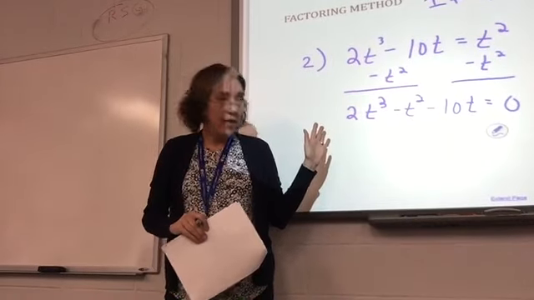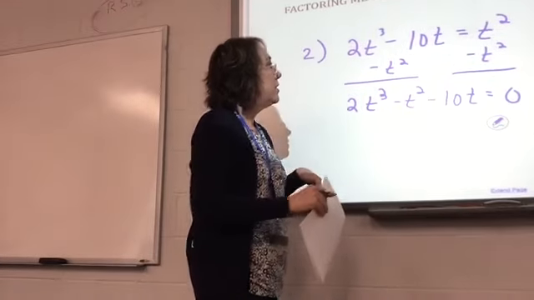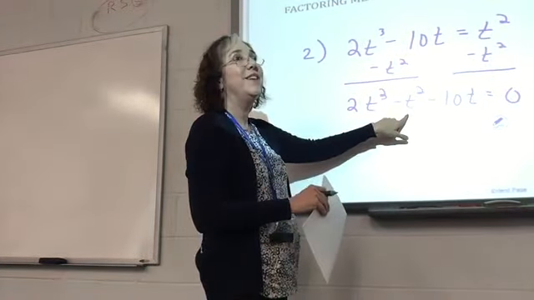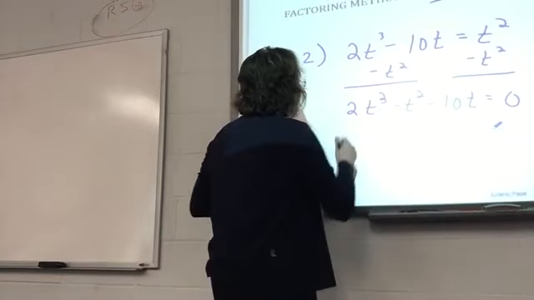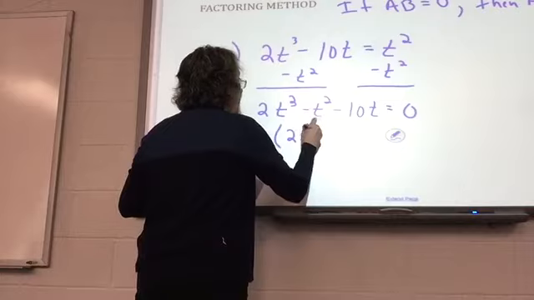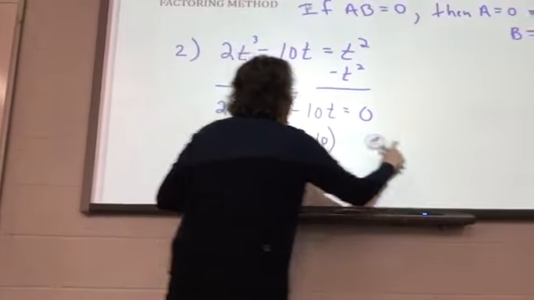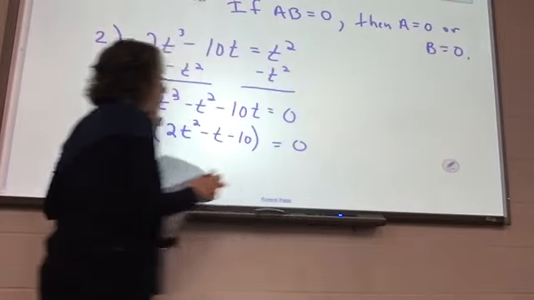All right, so what's that first step in all factoring? Factor out a GCF. Yes. Do you see one? What is it? Okay, there's not a 2 there. So just t. Okay. So just a t. And so we would be left with 2t squared minus t minus 10 equals 0.